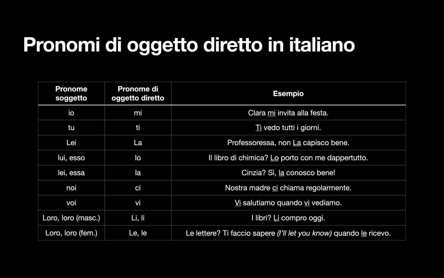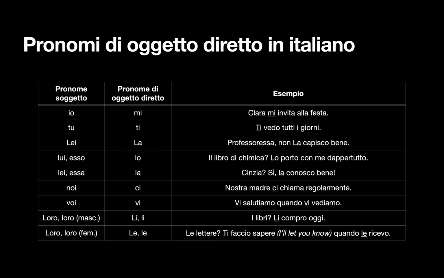So in this table, don't get too intimidated because we have examples. It's not just more stuff to memorize. This table shows the transformation between subject and direct object pronouns in Italian. So, io becomes mi, tu becomes ti, lei, formal, becomes la with a capital L. For lui or esso, it's lo. For lei or essa, it's la.